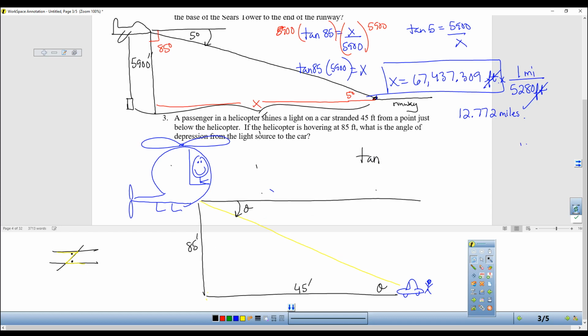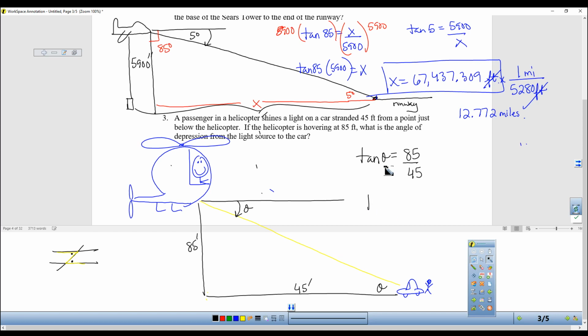Tangent is my opposite and my adjacent. Hopefully you're getting those down now. Tangent of theta is equal to 85 over 45. So this one's different in that we haven't done one where we need to find the theta. Usually we're finding one of these two values. So I'm going to teach you how to do that on your calculator.